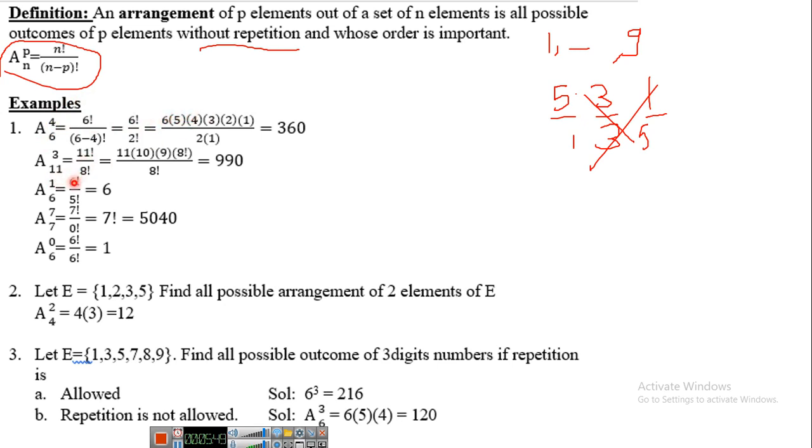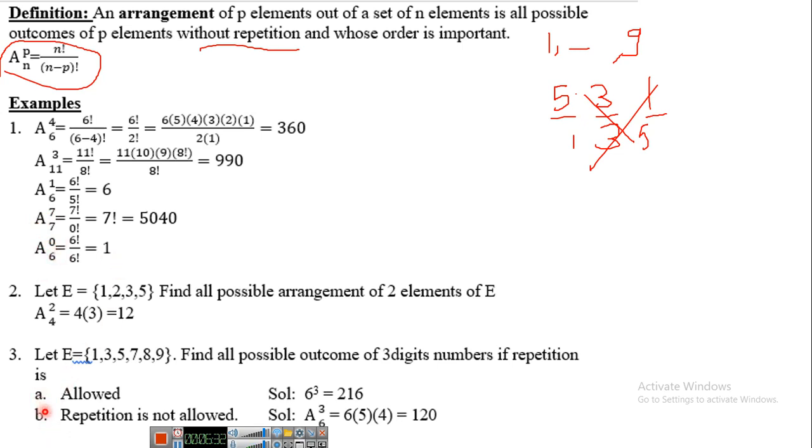If you want to do 11 factorial, arrangement 3 out of 11, it's 11 factorial over 11 minus 3, which is 8 factorial. So 11, 10, 9, 8 factorial over 8 factorial gives 990. Directly you can say from 11 I want to go down 3, so 11, 10, 9. If you have 1 out of 6, directly you go one term from 6, so it is 6. 7 out of 7, so 7 factorial over 0 factorial is 7 factorial. 7 out of 7, when you want to pick all the set, is called a permutation. 0 out of 6, you don't want to pick anything, so it's equal to 1.